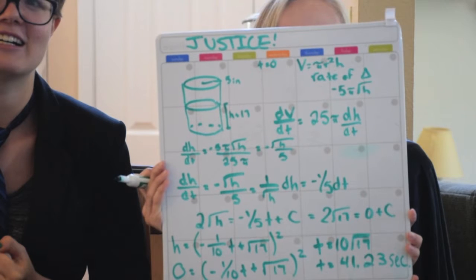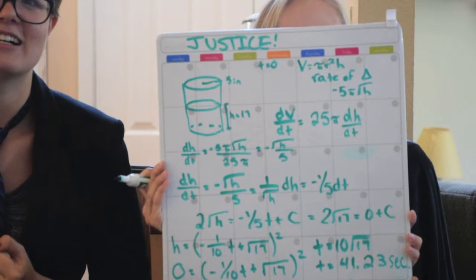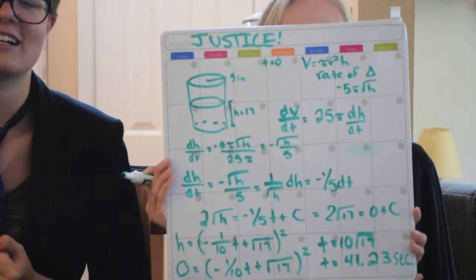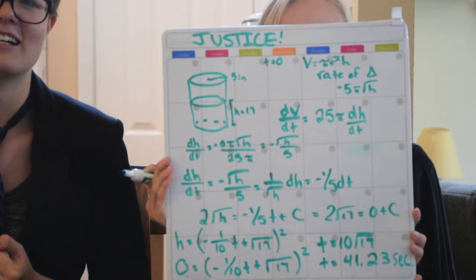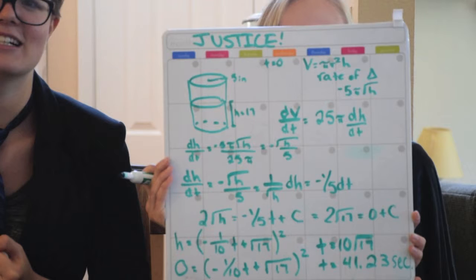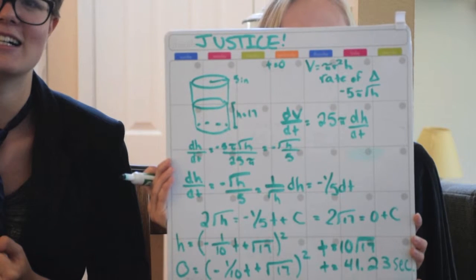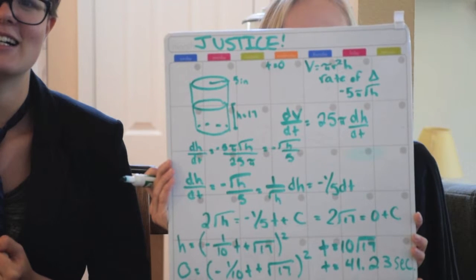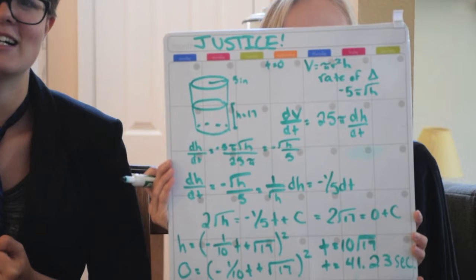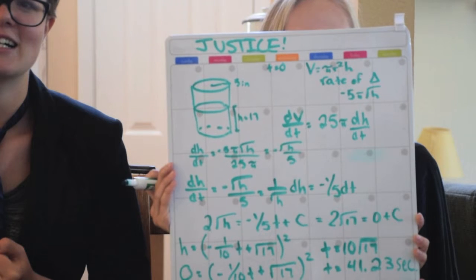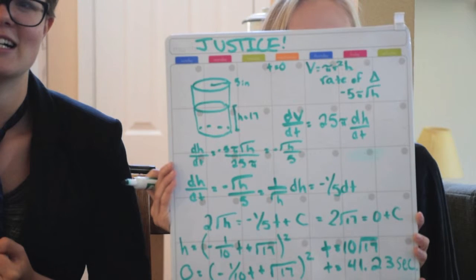We need to know dh/dt, so we solve for dh/dt, which is -5 pi square root h divided by 25 pi, which when simplified equals negative square root h divided by 5. With this new equation, we cross multiply to get h's on one side and t's on the other side. Taking the integral of this expression gives us 2 square root h equals -1/5 t plus c. Since we know that at 0 seconds the height was 17, we can solve for c, which gives us 2 square root 17. After plugging that in and solving for h, we find that h equals (-1/10 t plus square root 17) quantity squared.